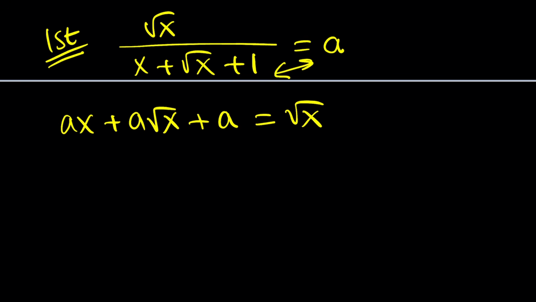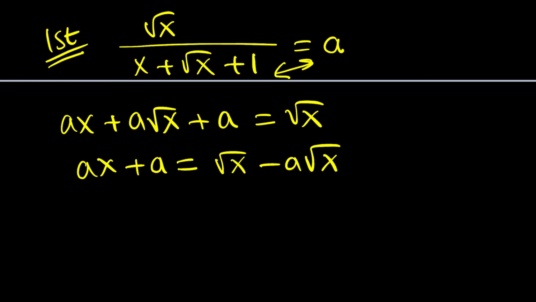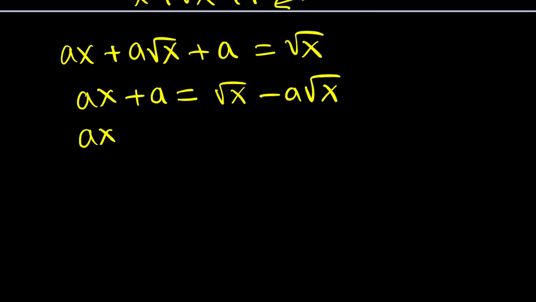And since I want to isolate the radical, I'm going to leave this as ax plus a, and then put the square root of x on the other side: square root of x minus a times the square root of x. Now, obviously, I would like to take the square root of x out, and then square both sides. Now, I can do it in two ways. I can square both sides as is, or divide by 1 minus a first, and then square, no big deal. It's going to turn out to be the same thing anyways, okay?